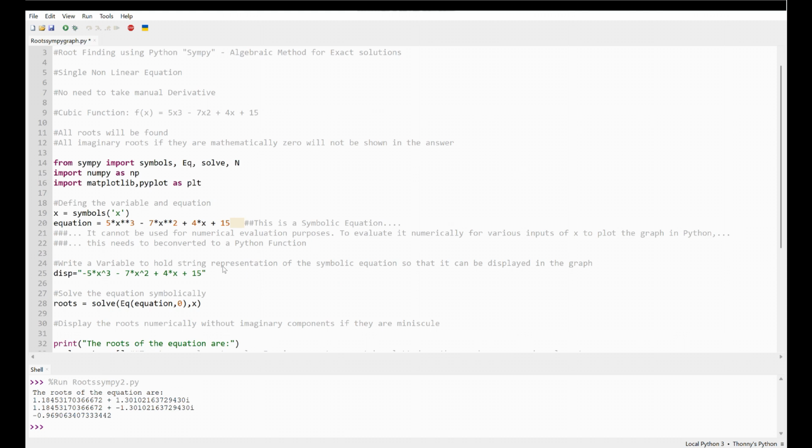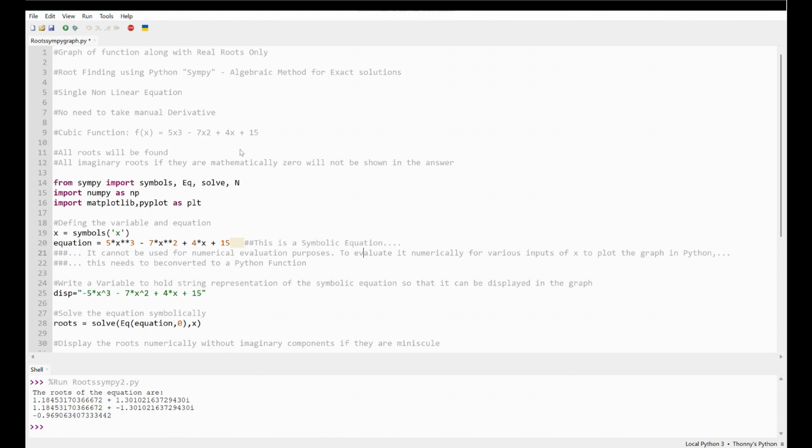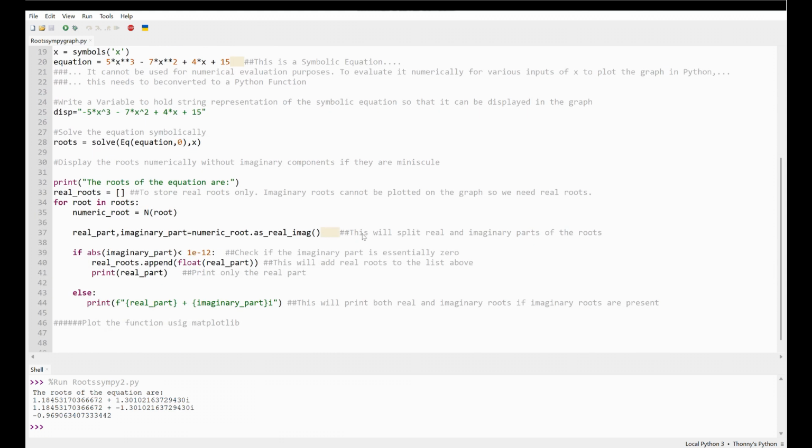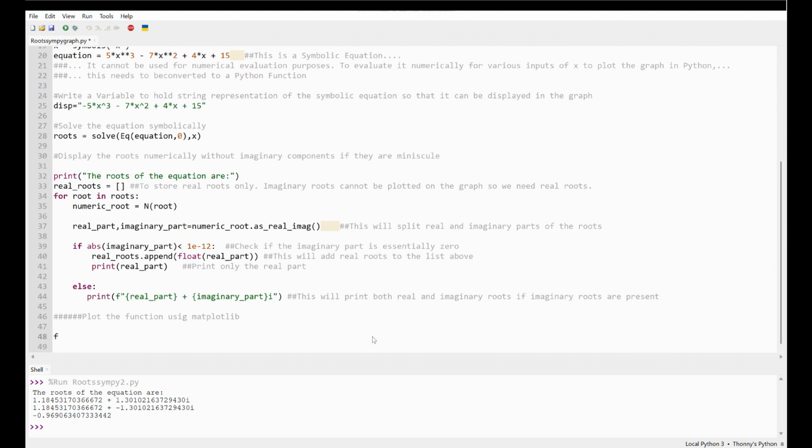And over here I first need to convert the symbolic equation to a Python function, so that xy points for the curve can be calculated, and to do that I will use lambdify, which I will import from SymPy. So lambdify is a function in the SymPy library that converts the symbolic equations to Python functions for evaluation.